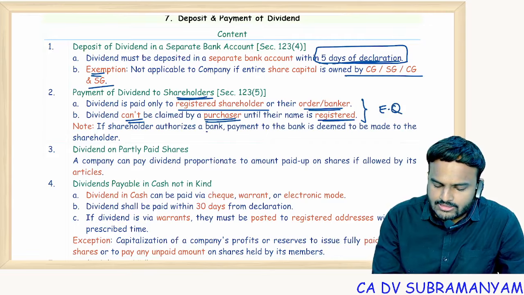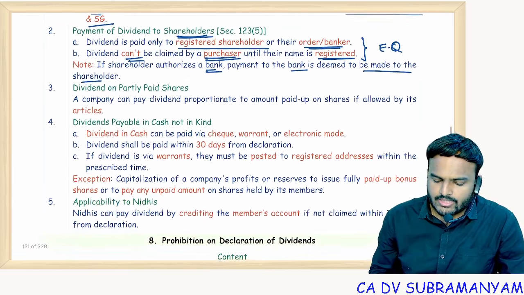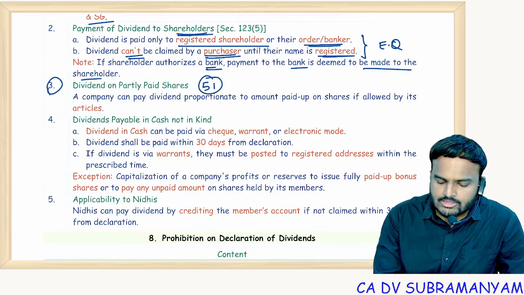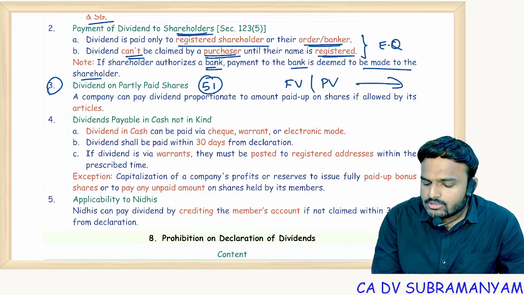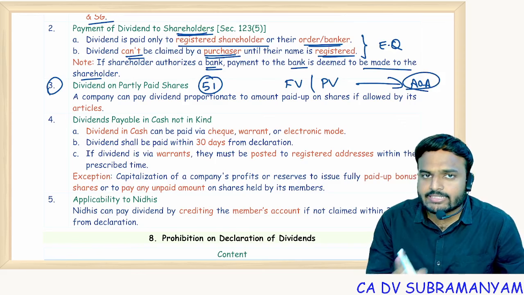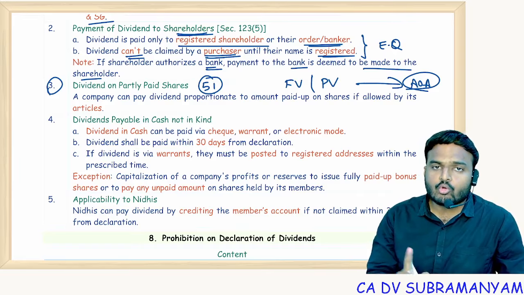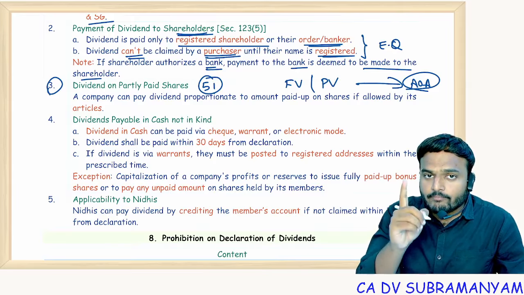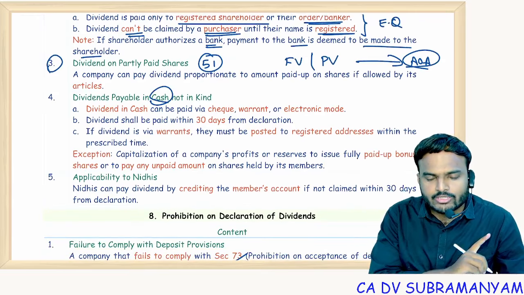If a shareholder authorizes a bank, payment to the bank is deemed to be made to the shareholder. And this is section 51. In one attempt this point was also tested. So whether dividends will be paid on face value or paid up value depends on section 51, that is, articles of association. If AOA is silent, dividends will be calculated on face value. If AOA provides pro rata dividends, then dividends will be applied on paid up value, not face value. Dividend should always be paid in cash but not in kind.